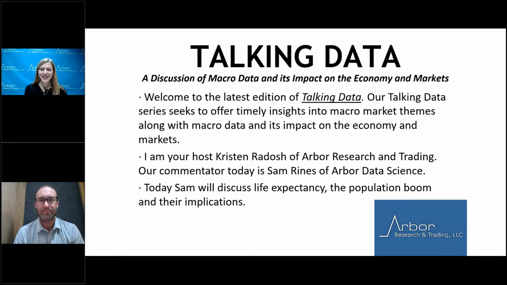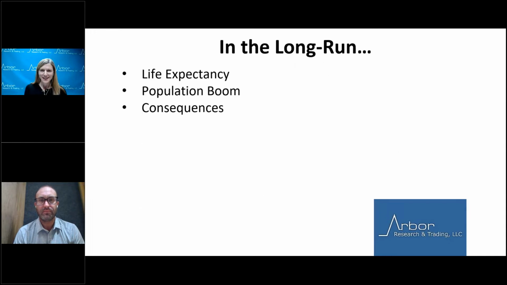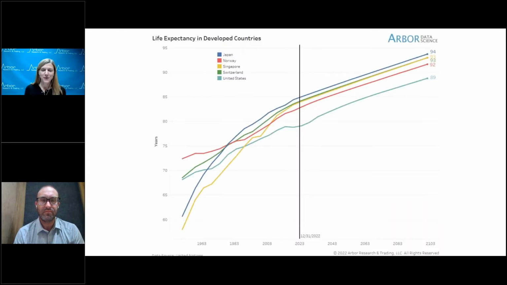Today, Sam will discuss life expectancy, the population boom, and their implications. Sam, the 20th century saw radical advancements across a host of technologies, from horses to automobiles to planes. The developments created tailwinds for the US and the global economy. Today, we want to look at two data points, the life expectancy and population boom. In 1900, life expectancy was 47.3, and by the turn of the century, it was 76.8.